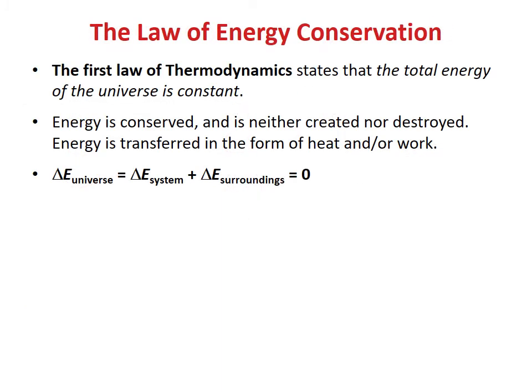We already mentioned that the total energy of the universe is constant, which is called the first law of thermodynamics. This law states that energy is conserved. It can neither be created nor destroyed, but energy can be transferred in the form of heat or work. If the system changes energy, the surroundings must change in the opposite way, so combined, delta E of the universe is 0, and the energy of the universe remains constant.